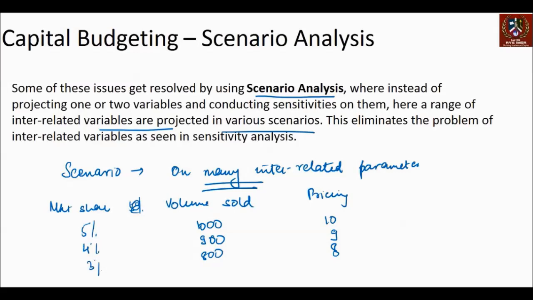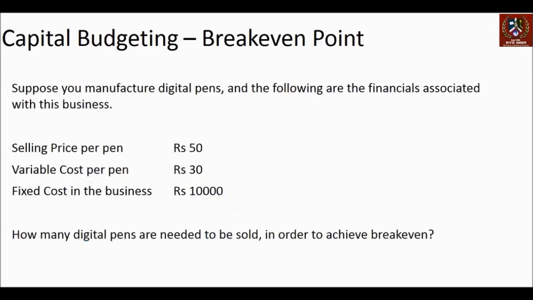So this eliminates one problem, which is if you see the movement of interrelated variables as seen in sensitivity analysis, that can be taken care of by scenario analysis. It does not eliminate the other problem where there is still no consensus about what is a good case and what is a bad case, right? That's scenario analysis. That extends with some more quantitative analysis that you could do with respect to calculating what is called a break-even point, right?